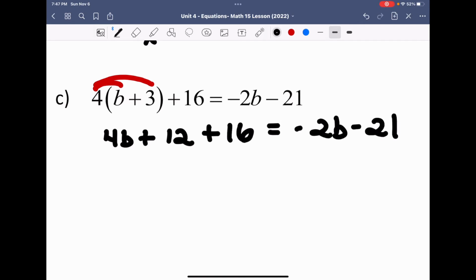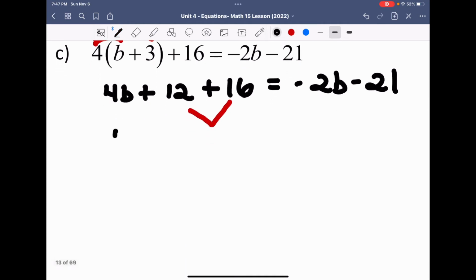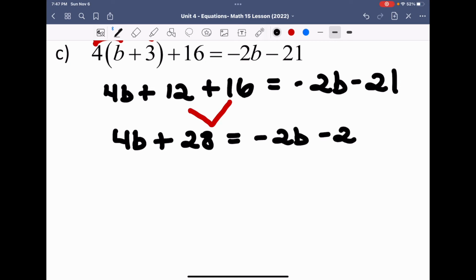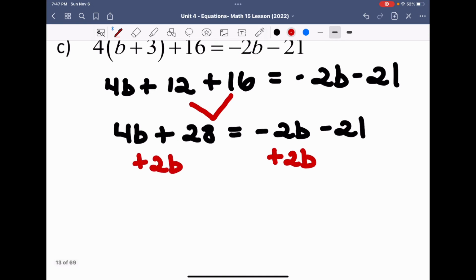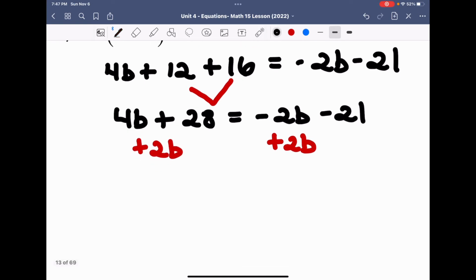Well, what I want to do here is combine the like terms. 12 and 16 can come together on the left, giving me 4b plus 12 plus 16 is equal to 28, which is equal to -2b minus 21. And now, whatever side has the lesser of the b's, or the more negative number, I'm going to take it and move it to the other side. So we know that -2 is less than 4, so now I'm going to add 2b to both sides. To remain equal, or hold that equality, remain balanced, I add it to both sides.